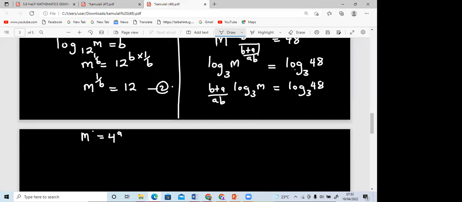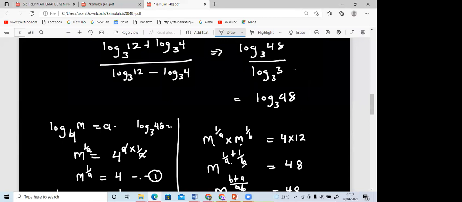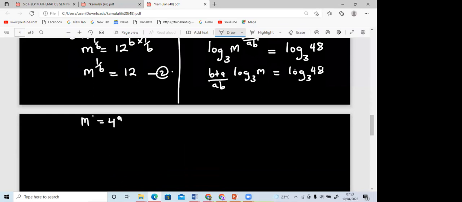So we have this somewhere here. It was one of our expressions. Here we said m is equal to 4 to the power a. So after getting m is equal to 4 to the power a, I'm going to bring it here where I have m and substitute this. I have (b plus a) out of ab times log base 3 of 4 to the power a equaling log base 3 of 48.